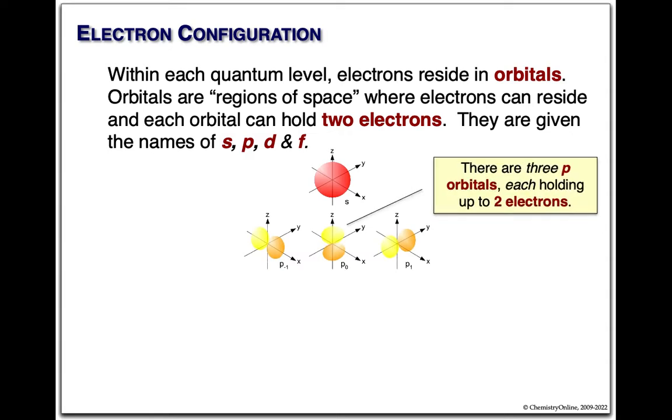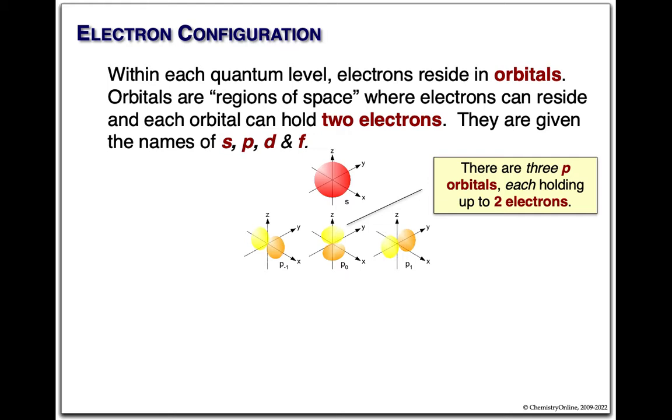Now, remember, each of these can only hold 2 electrons. It's really tempting to look at something like this and say, okay, I got it. 1 electron here, 1 electron here. Doesn't work that way. Quantum mechanics tells us that somewhere within these lobes, we have 2 electrons. We have no idea where they are, but there are 2.